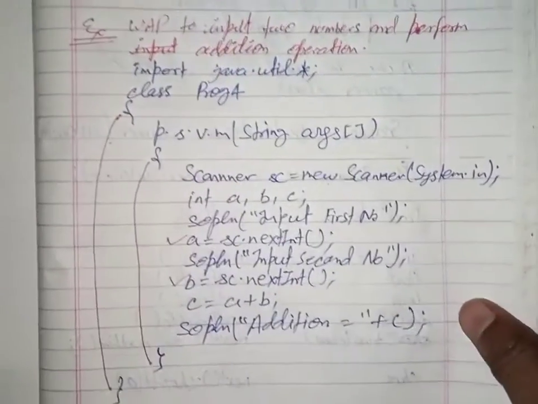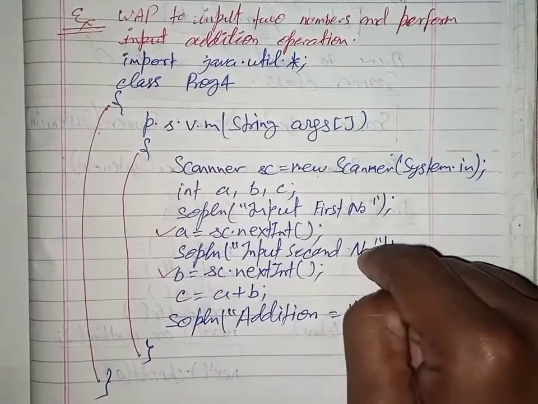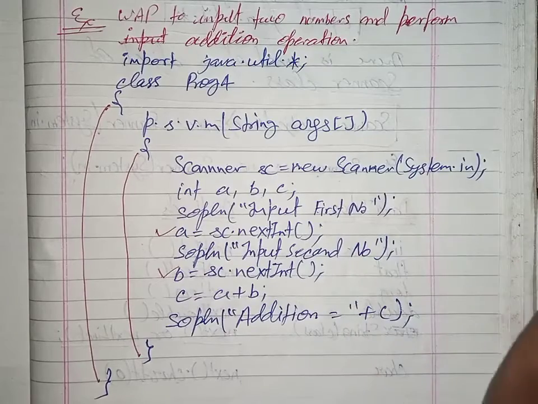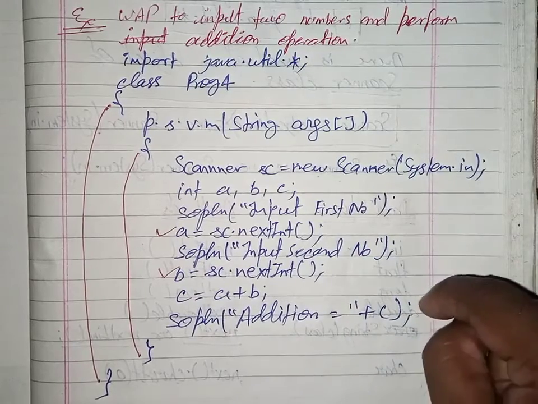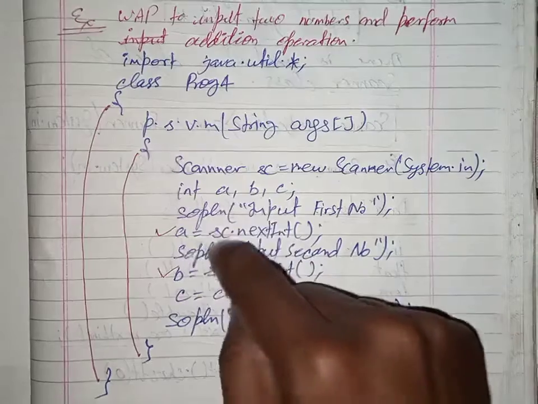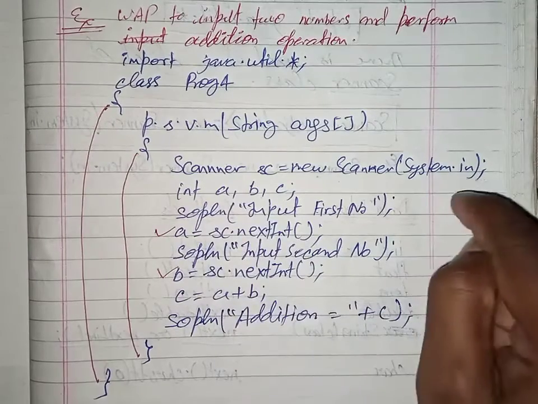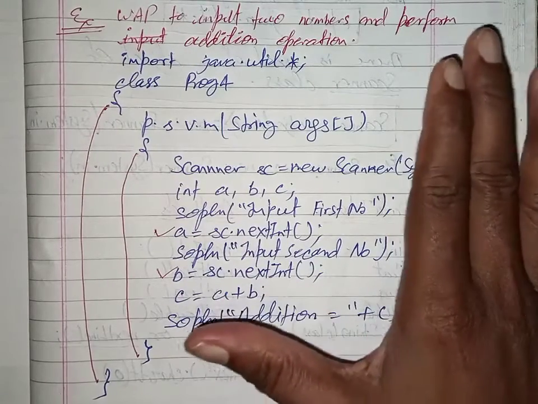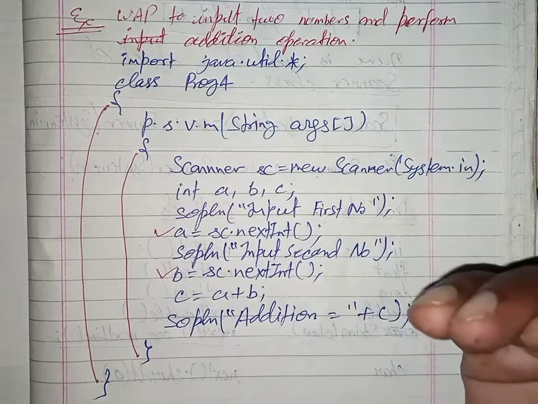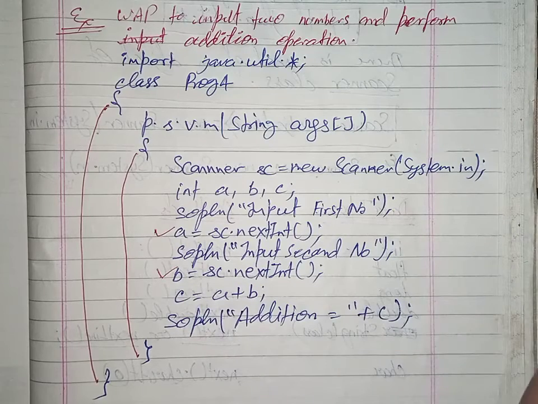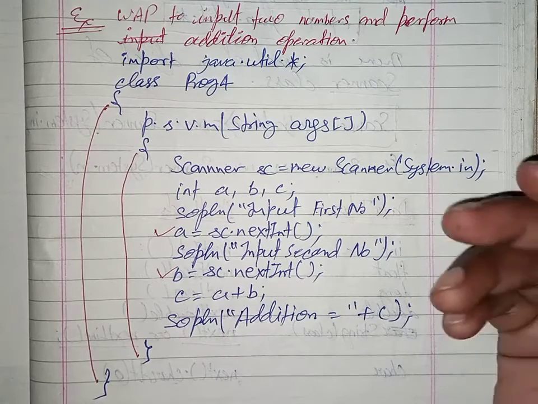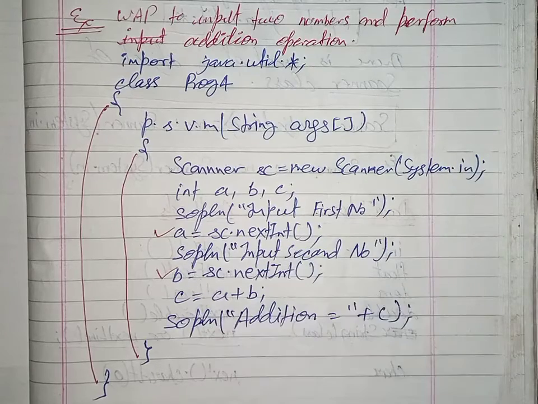This program I have already told you in the previous video using implicit input, but here you can see this is using explicit input. Using this technique you have to perform other programs like subtraction, multiplication, division. Just do that program. If you have any doubt you can ask me. Thank you.